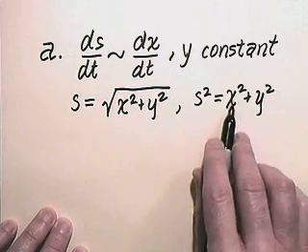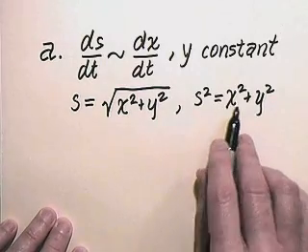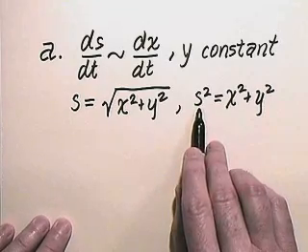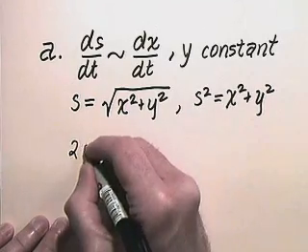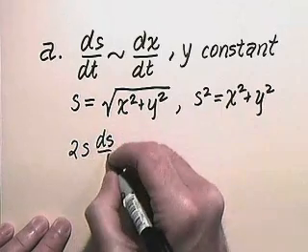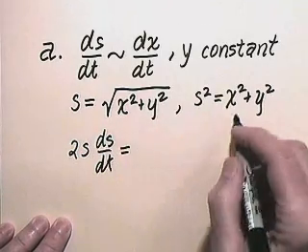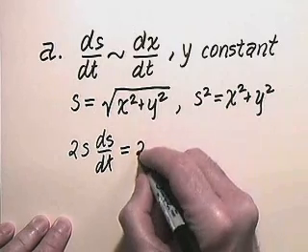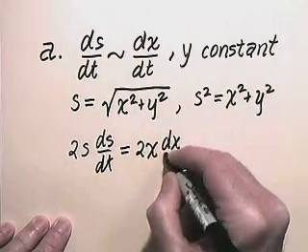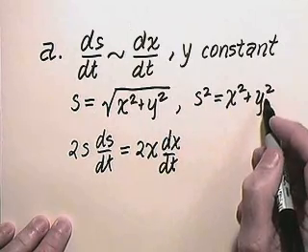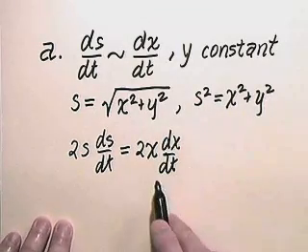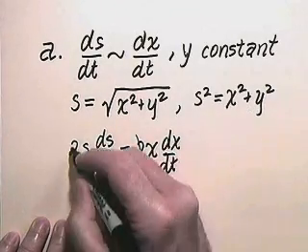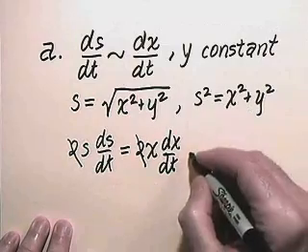These are unspecified functions of time, but we can differentiate both sides of the equation using the chain rule. The derivative of the left side is simply 2s ds/dt, equals the derivative of x squared with respect to t, which is 2x dx/dt. And of course, since y is constant, so is y squared. Notice we get a very simple equation. We can cancel the 2's and solve for ds/dt.